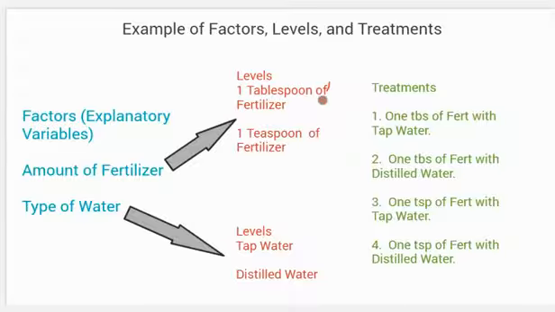When I combine all of these different levels, I get my treatments. So I actually have 4 treatments. Some of my flowers are going to get 1 tablespoon of fertilizer with tap water. Some are going to get 1 tablespoon of fertilizer with distilled water. Some are going to get 1 teaspoon of fertilizer with tap water, and some 1 teaspoon of fertilizer with distilled water. So this is an example of factors, levels, and treatments and how it all fits together.